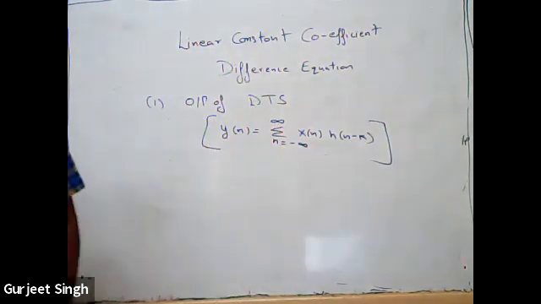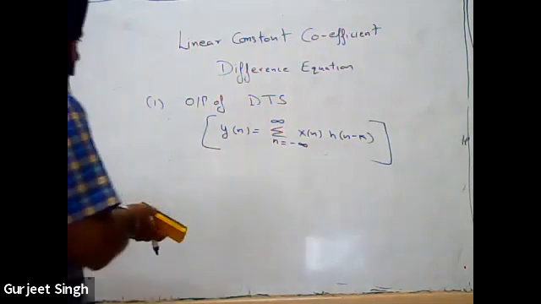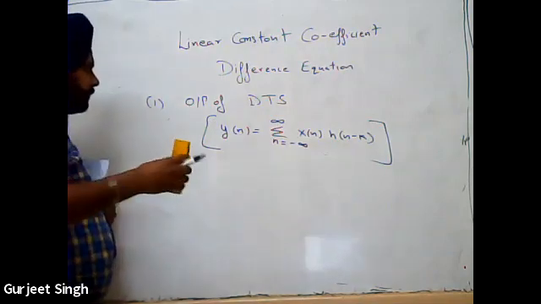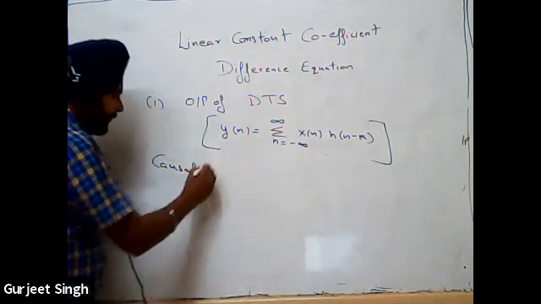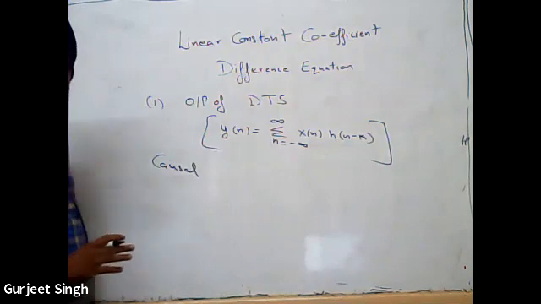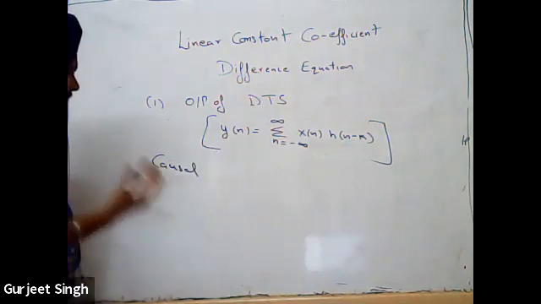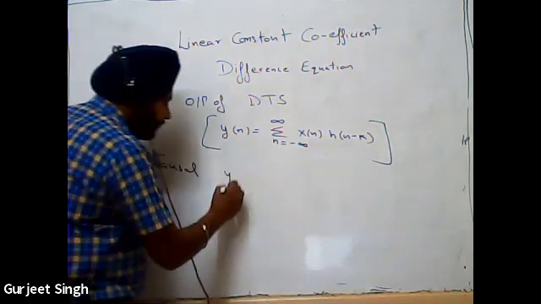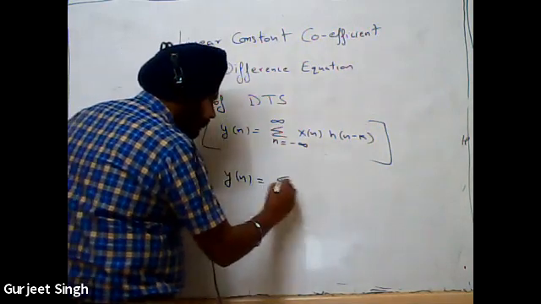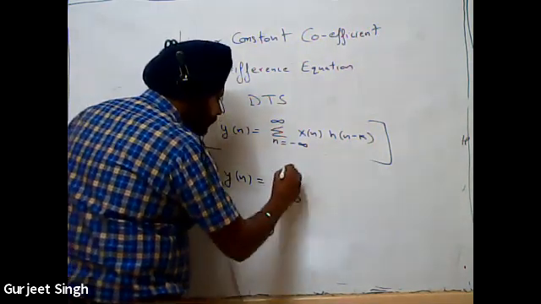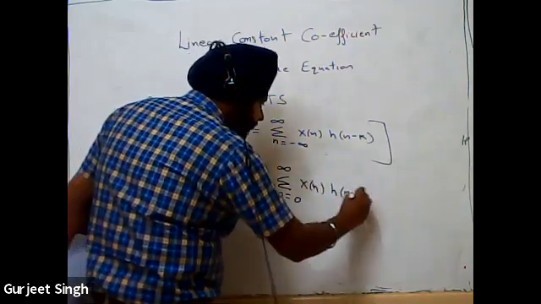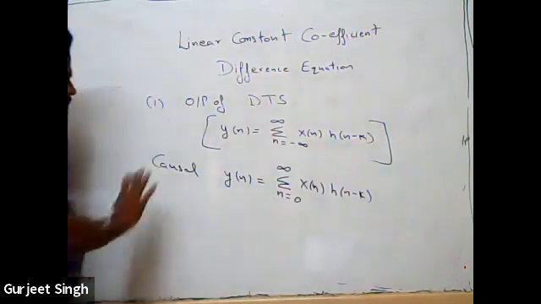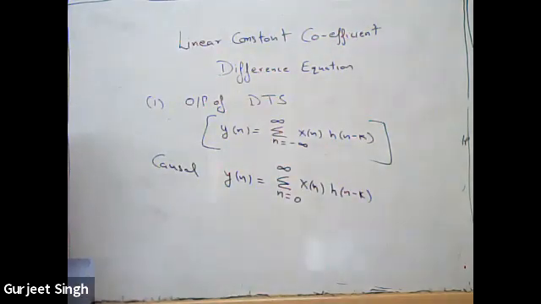Now we will derive this equation for the causal system as well as for the non-causal system. So if I am talking about the causal system, it means h[n] is equal to 0 for negative values of n, causal LTI system. So I am writing this equation as y[n] is equal to summation k is equal to 0 to infinity x[k] h[n minus k]. So this is the equation for the causal LTI system.